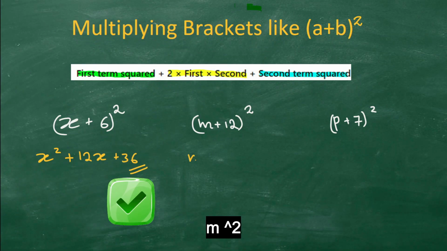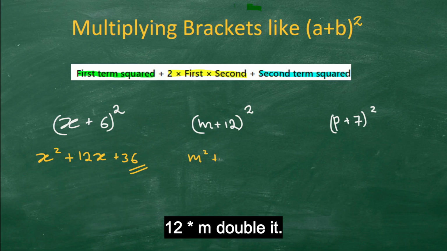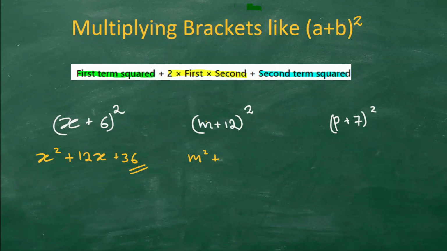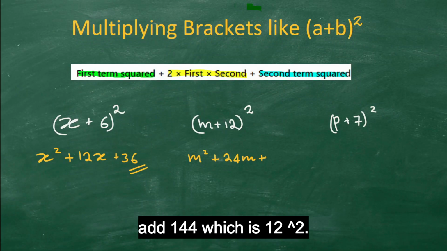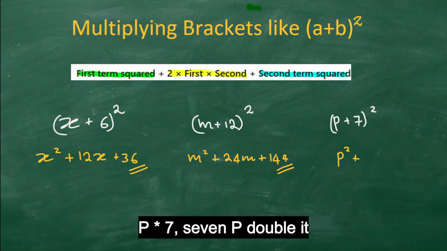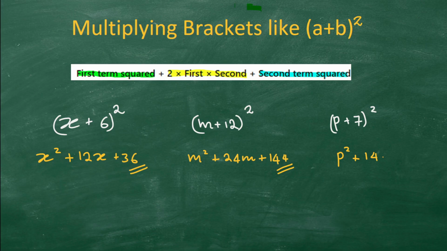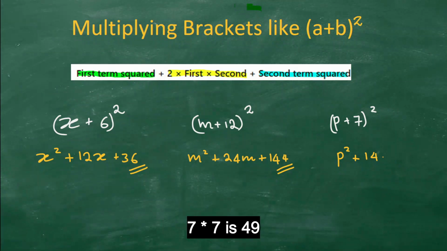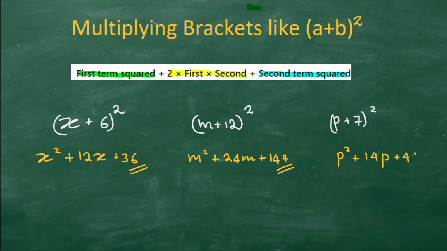M squared, 12 times m, double it, 24m. Add 144, which is 12 squared. Last one, p squared. Add p times 7, 7p, double it, 14p. 7 times 7 is 49. Done.